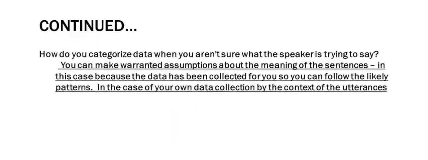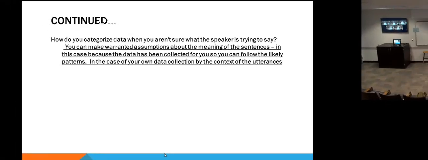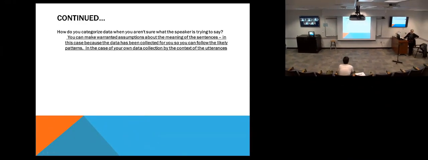So this is the end of Shannon's excellent question: how do you categorize data when you aren't sure what the speaker is trying to say? You can make warranted assumptions about the meaning of the sentences. In this case, the data has been collected for you, so you can follow the likely patterns. In the case of your own data collection, it would be by the general context of the utterances. Don't assume that they randomly mean something that has nothing to do with what the rest of their utterances look like.